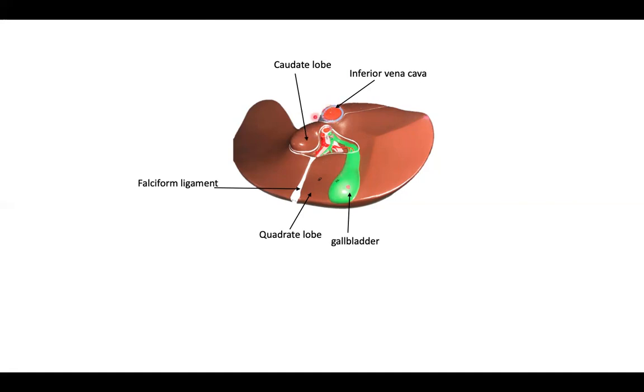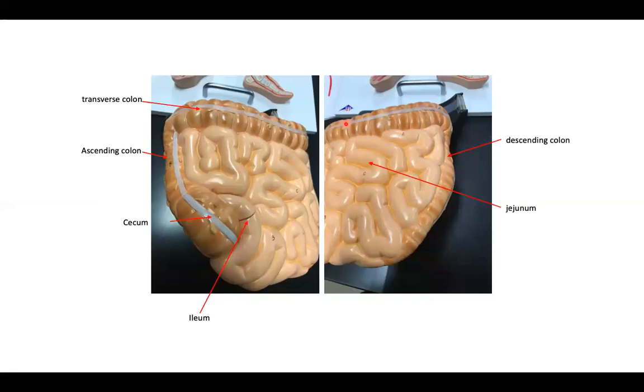You also will see a large blood vessel that is passing right by the liver, and that's your inferior vena cava, which is collecting the blood from the lower limbs, as well as the abdominal pelvic cavity.